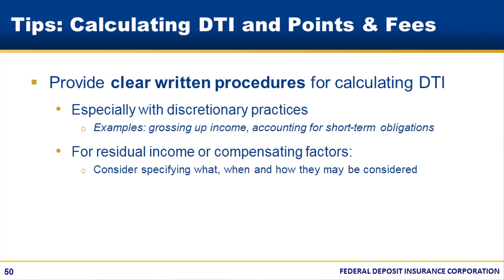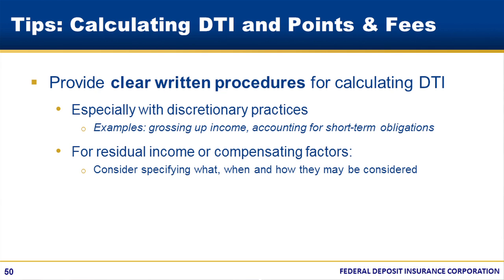Clear written procedures on how to calculate DTI should help ensure consistent, accurate computation. This may be especially helpful with respect to discretionary practices, such as when you may gross up income or when to take short-term obligations into account. Remember, though, for the general QM, you must refer to Appendix Q to calculate DTI.